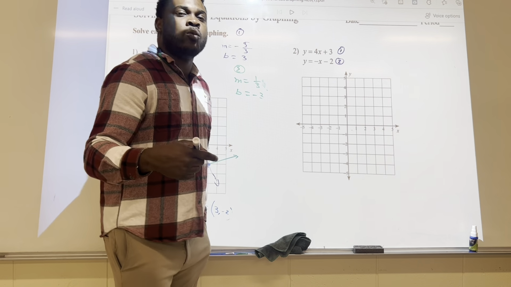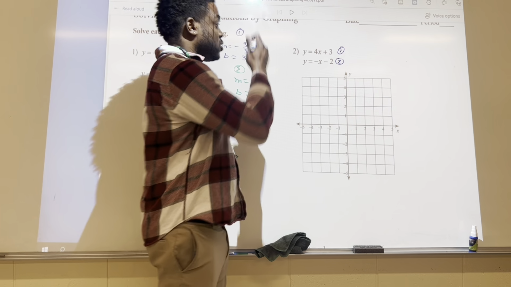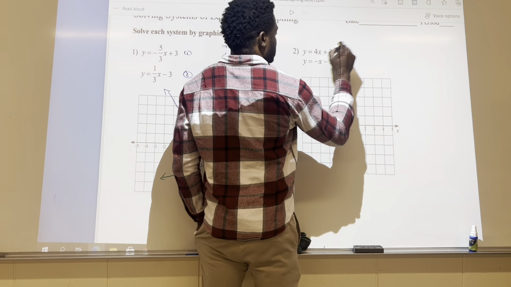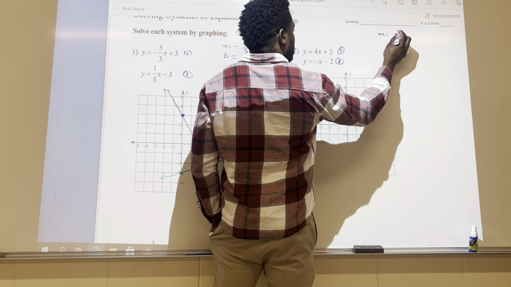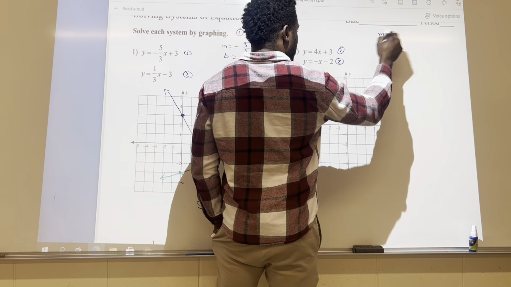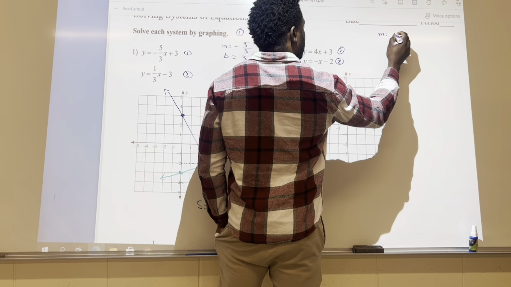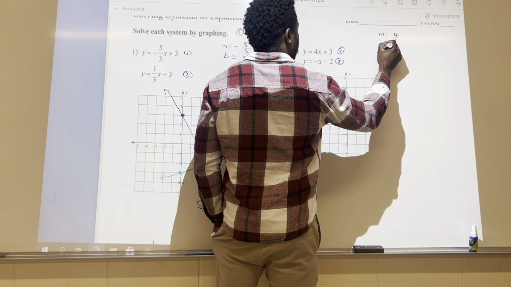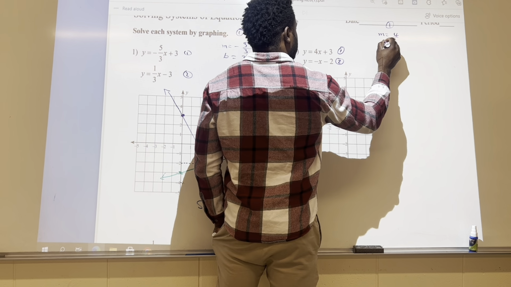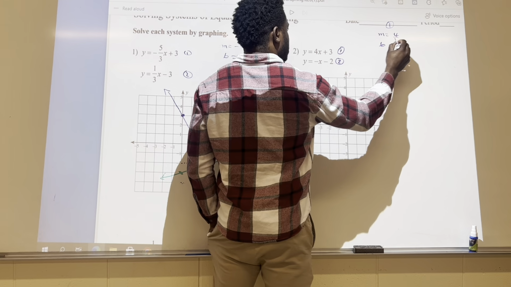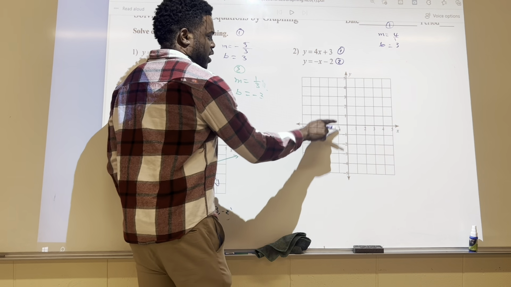All right, so I hope you stop the video and try this one. So we say this is equation 2, and then we go ahead and say our slope over here is 4, and then we stick with 1, and then our y-intercept, which is b, is 3. So we can go ahead and plot the point.